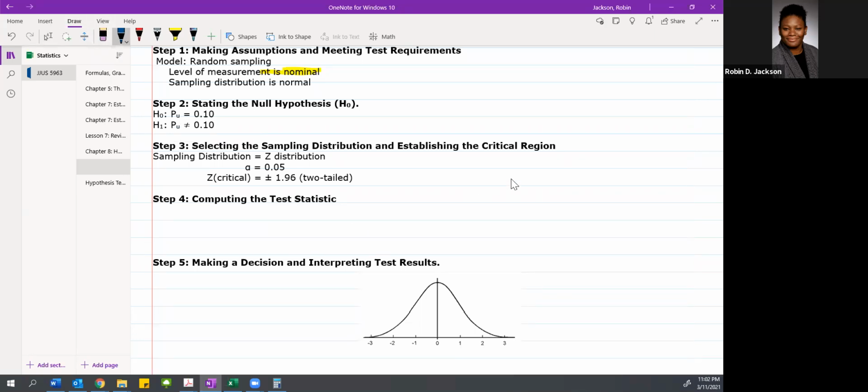Okay, as you can see, the null hypothesis is the same. The null hypothesis is basically that the population proportion is equal. There are no differences between the two proportions, between the population and the sample proportion. Whereas the alternative hypothesis, the research hypothesis, is saying there is a difference. They are not the same. That's what this right here means.